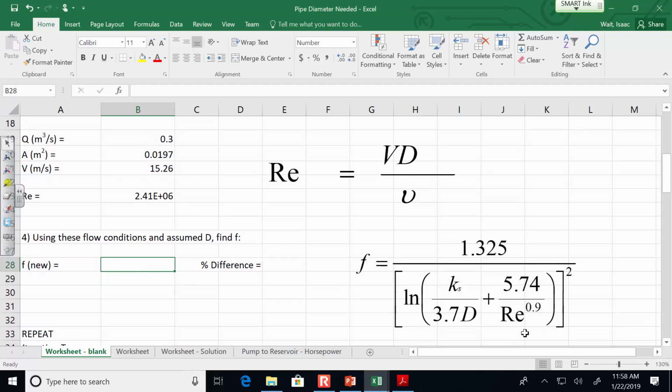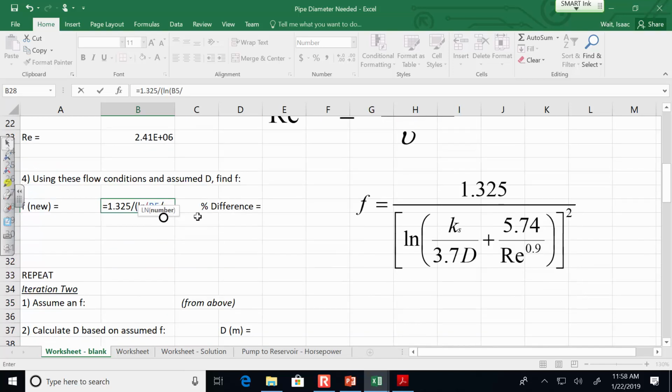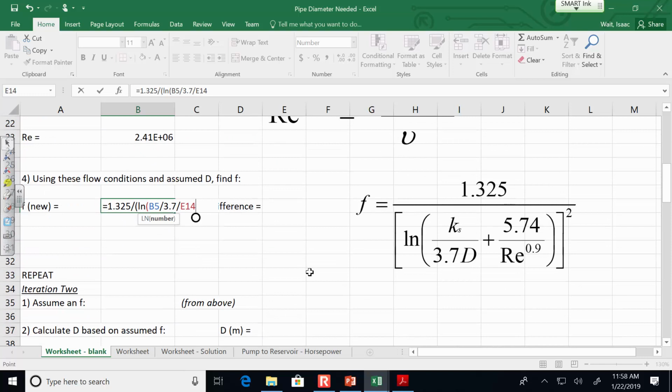Okay, so the new f value I'll calculate with the Jain equation. 1.325 divided by the natural log of K sub S divided by 3.7 times the diameter that we determined here, plus 5.74 divided by the Reynolds number to the 0.9 power, and then all of that is squared in the denominator. Okay, we have this updated f value, and it matches what we've got on the whiteboard.